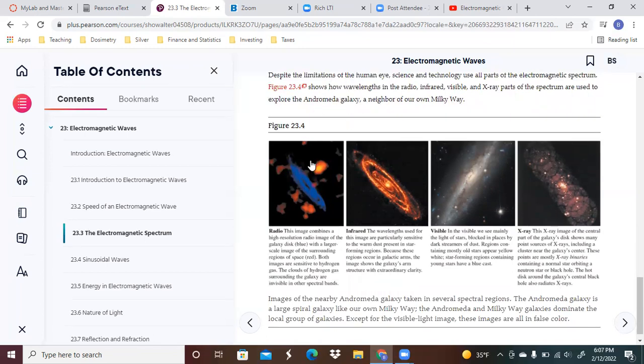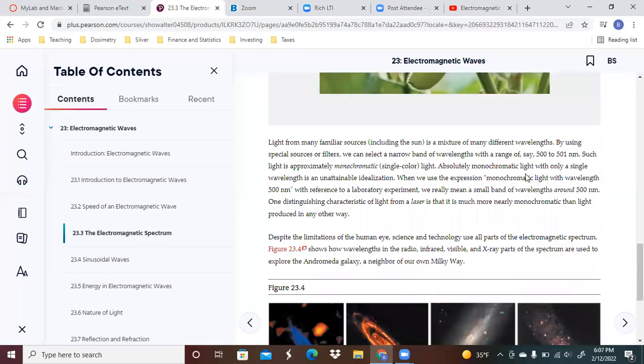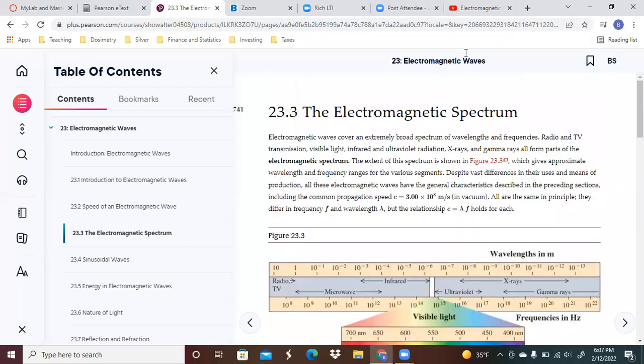Science and technology use all parts of the electromagnetic spectrum. You can see how wavelengths in the radio, infrared, visible, and X-ray parts of the spectrum are used to explore the galaxy Andromeda. And you can see all of those different ways of viewing that particular galaxy. I mean, we can see this if we were actually at a distance where we could see it as other than just a dot. But if you look using different wavelengths, these are the impressions you get. So it's all a matter of perspective.